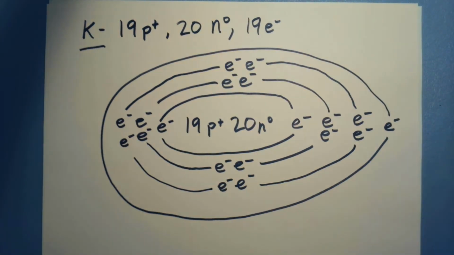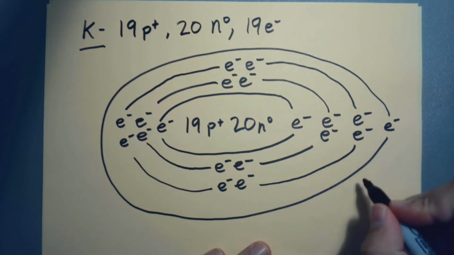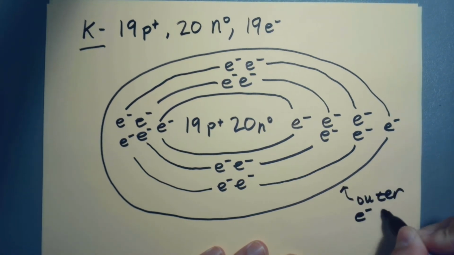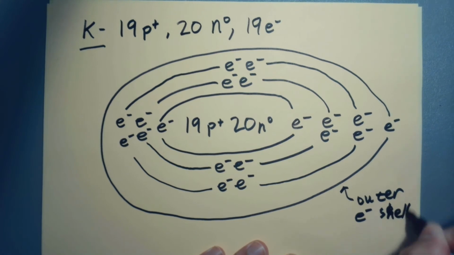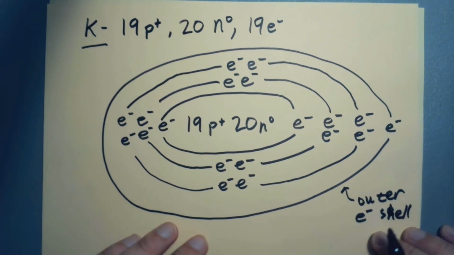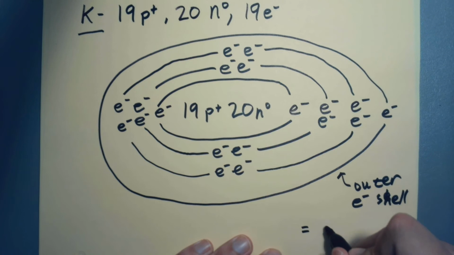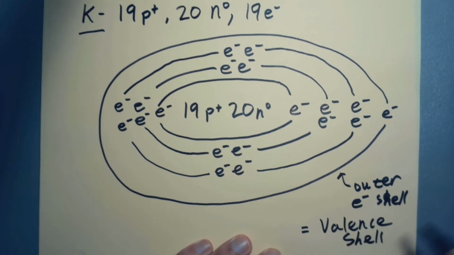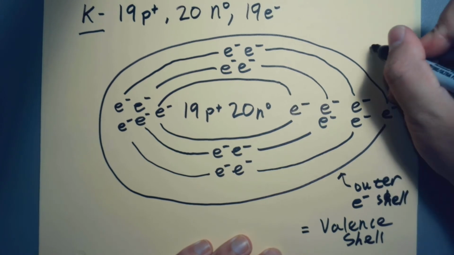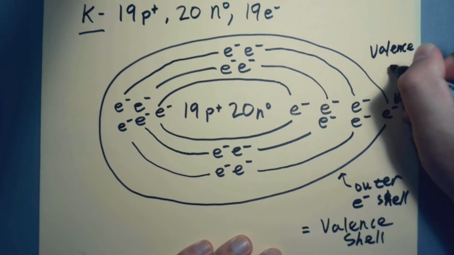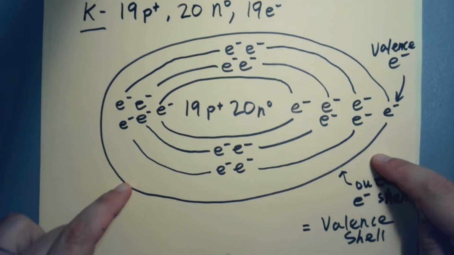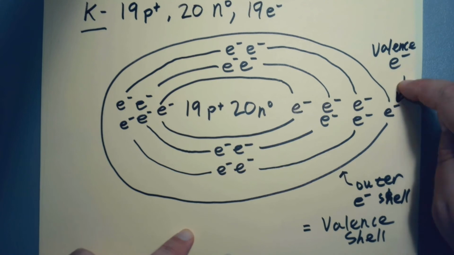So, within this model, there's a couple things to talk about. This outermost shell, this outer electron shell, is also known as the valence shell, which means that this is known as a valence electron because it's in the valence shell. So electrons that are in the outermost shell, the valence shell, are known as valence electrons.